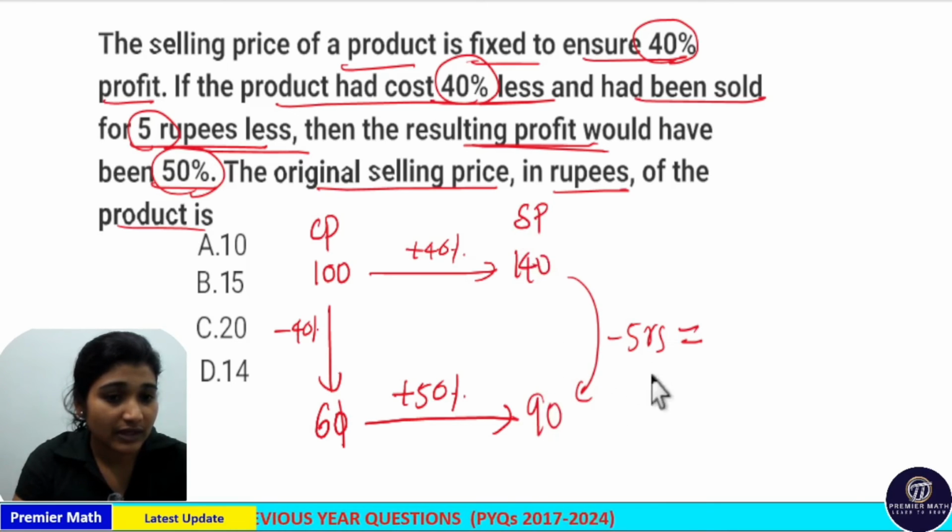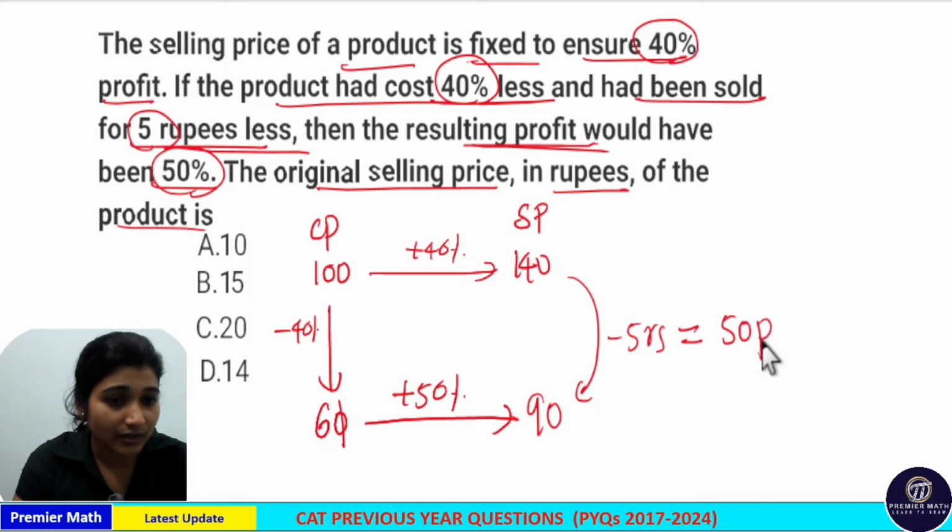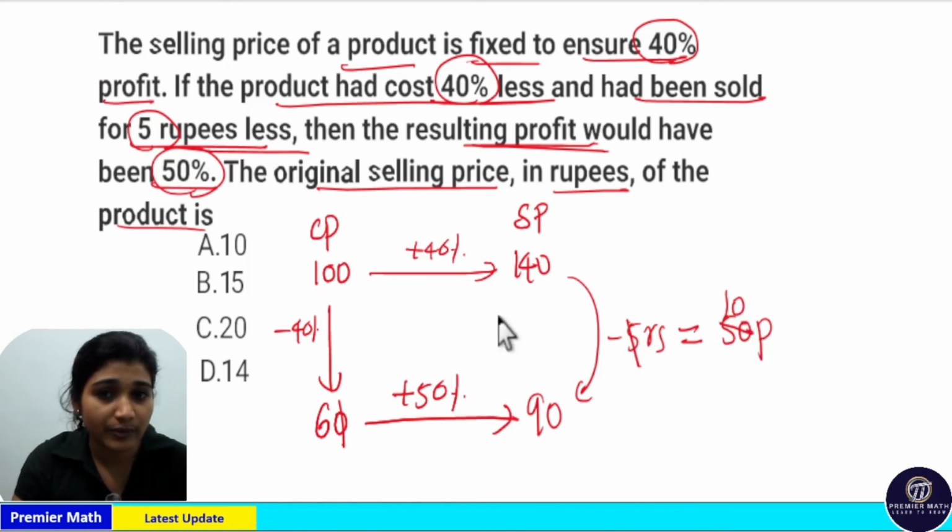That is, the difference between the old selling price and the new selling price represents this 5 rupees difference. So 140 minus 90 is 50 parts. 50 parts represent this difference of 5 rupees. Then 5 goes 10 times in 50. So 10 parts represent 1 rupee.